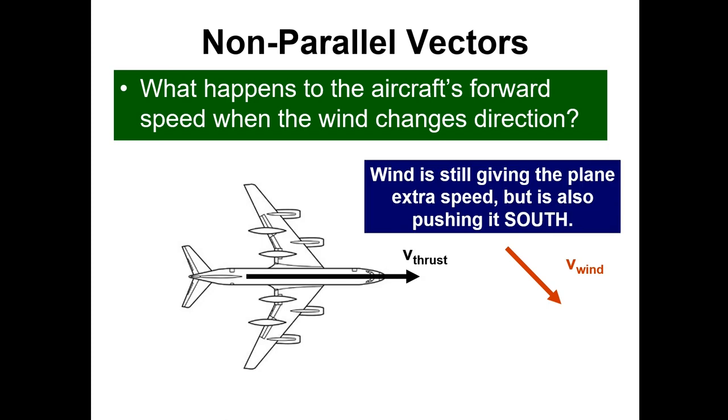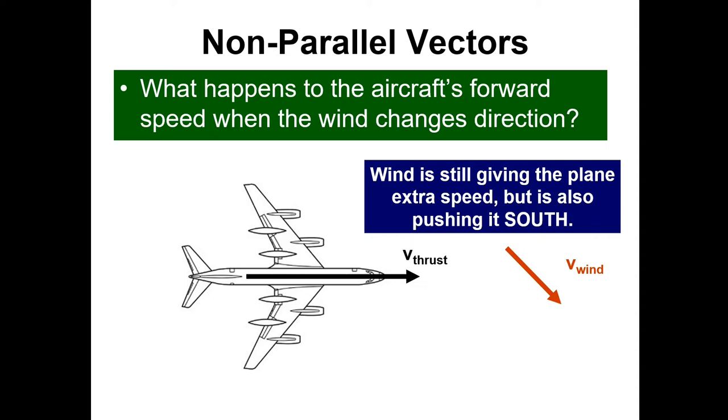When the angle of the wind changes, it's still giving the plane extra speed, but it is also pushing it south. Remember that every vector that is at an angle, such as the red one here, will have an x component and a y component, a vertical and a horizontal component.